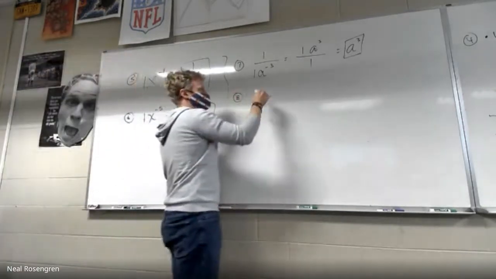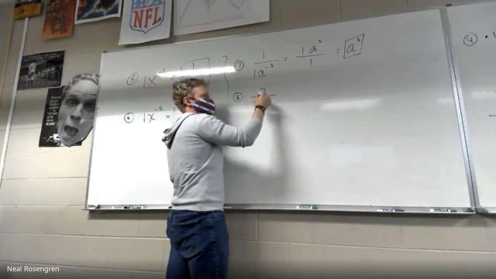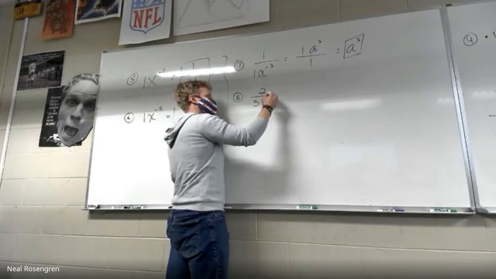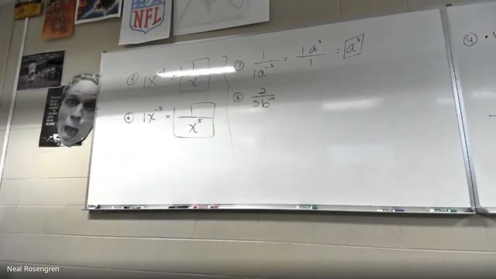All right, check this out. 2 over 3, switch up the letters, b to the negative 4. This is the last one that kind of exists on its own. 2 over 3 times b to the negative 4. Is the 2 being raised to a negative power? No. So that's not going to move. It's going to stay on top. What about the 3 on the bottom? That 3 that's sitting out front, is that being raised to a negative power?